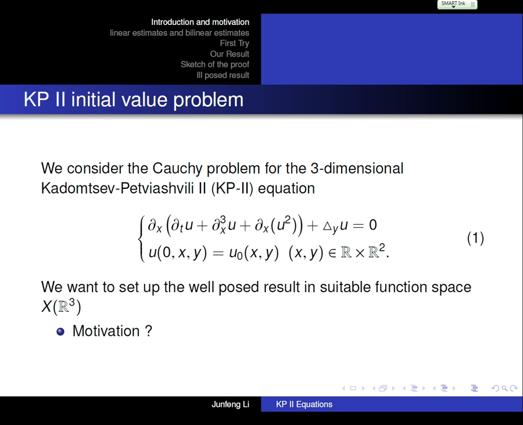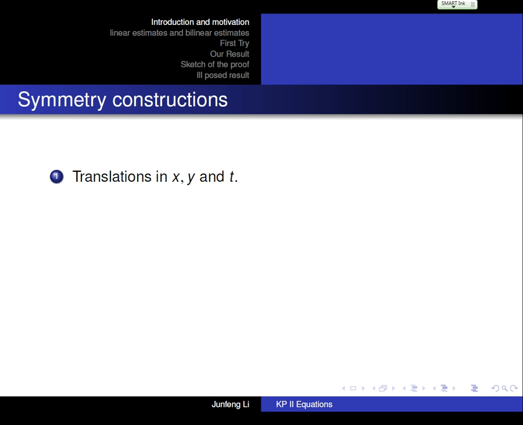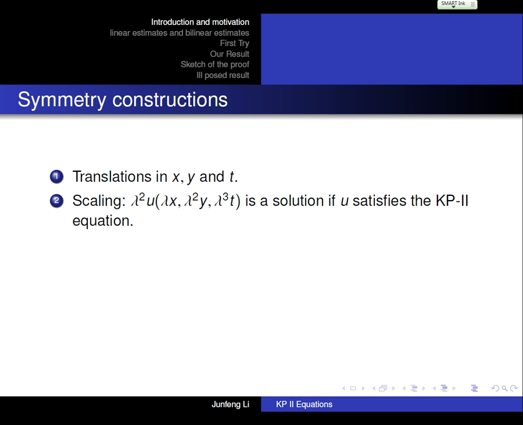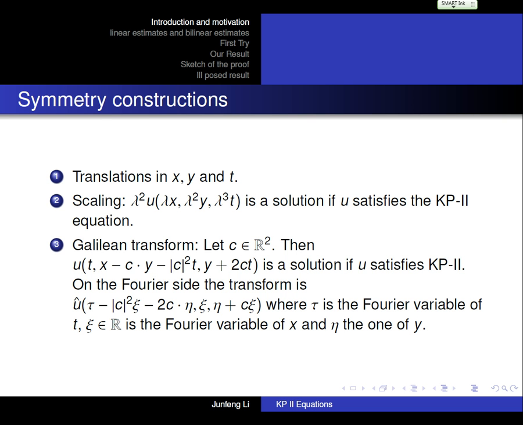So what's the motivation? Of course, we want X to share the basic structure of this equation. It has some basic symmetries. It is translation invariant in x, y, and t, and also has the scaling. If u is a solution of the KP2 equation, this scaling is also conserved. The third one is very important for our argument: the Galilean transform, which is written like this. Here c is in R^2, and this is also conserved.